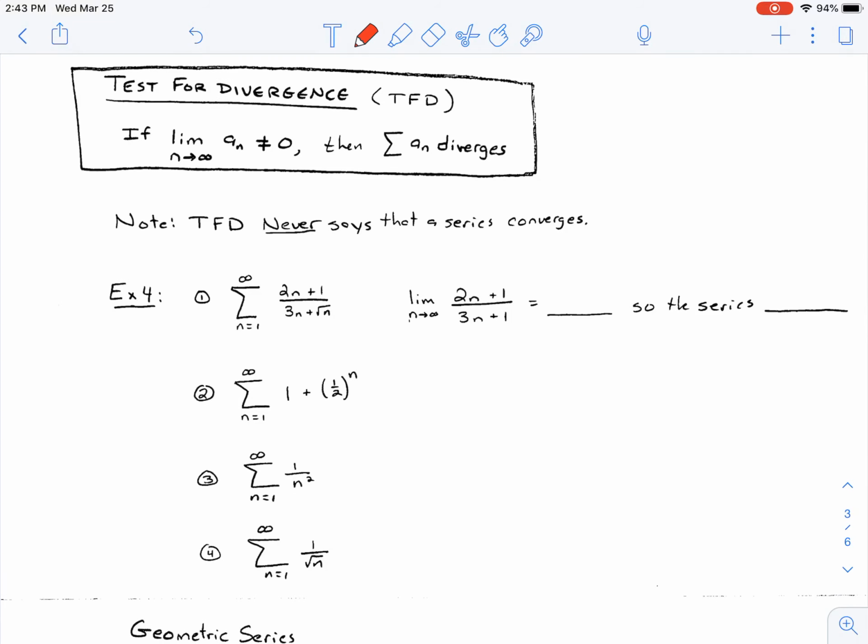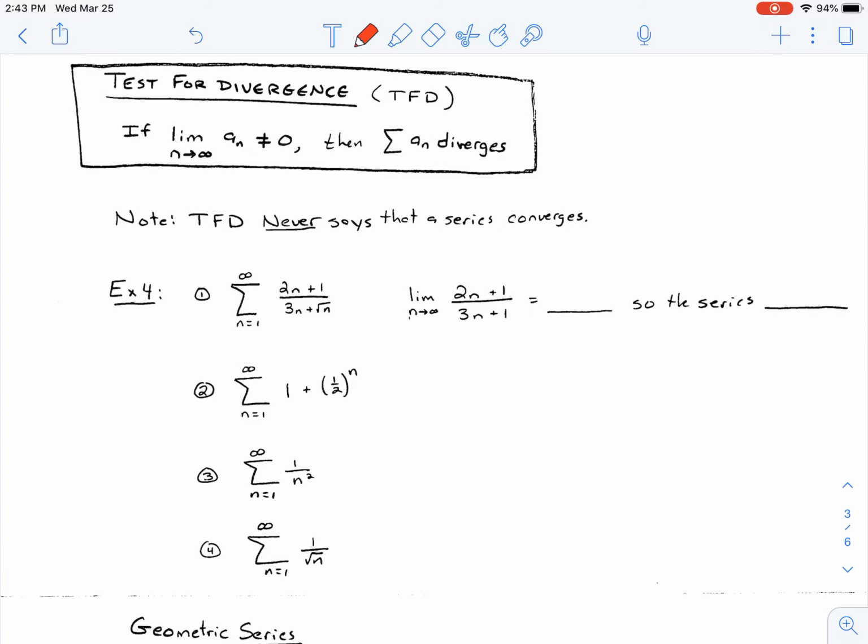The test for divergence says if the terms don't shrink to zero, that's what this limit says, then the series will diverge. And so a quick note here. The test for divergence never says that a series will converge. It only says that the series diverges.